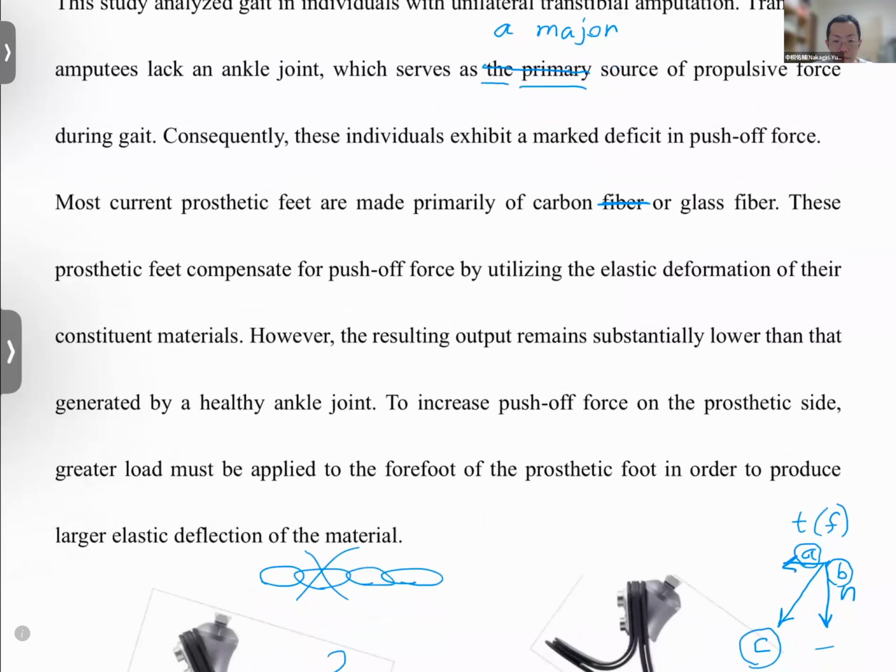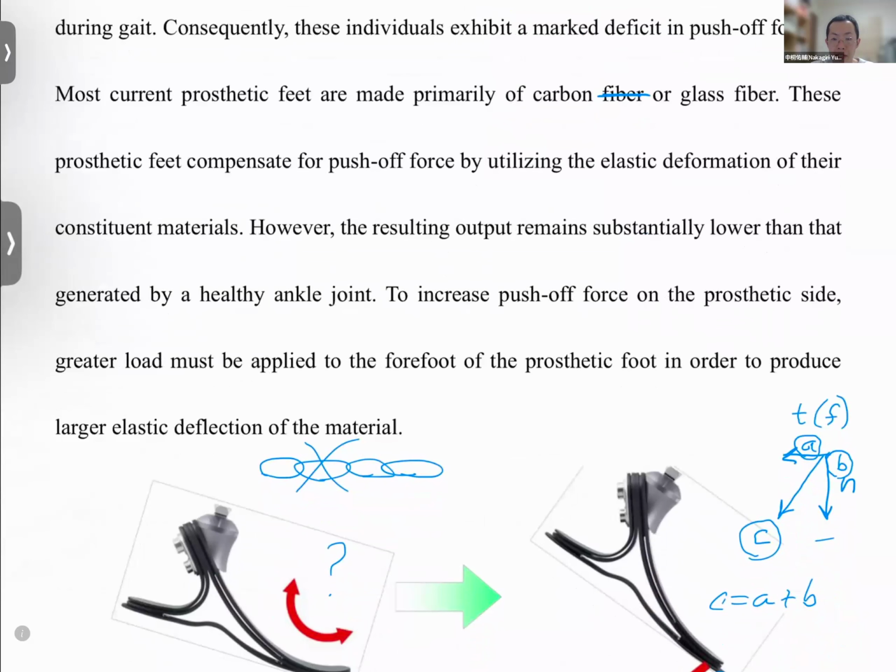Most current prosthetic feet are made primarily. Primarily. Primarily. One, two, three, four. Primarily. Okay, better.